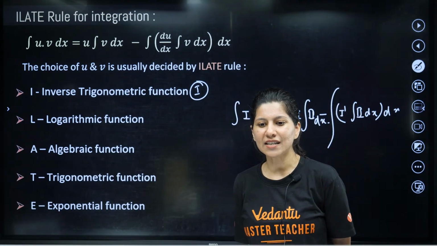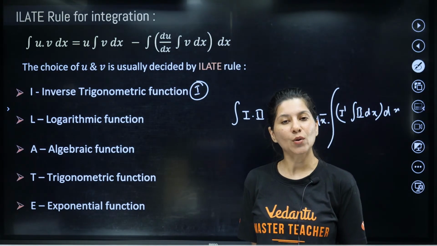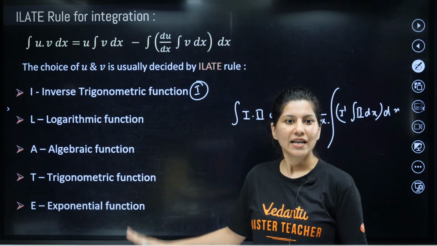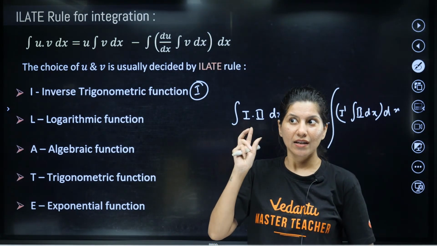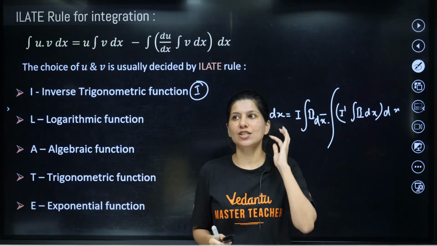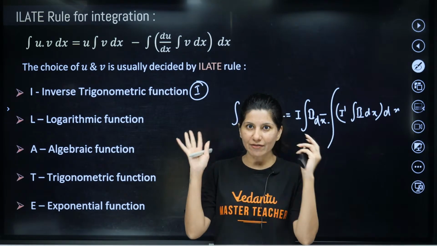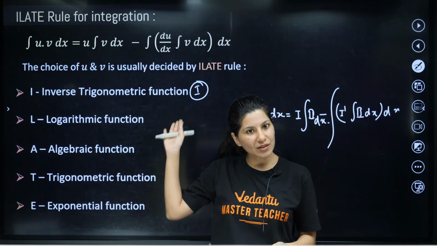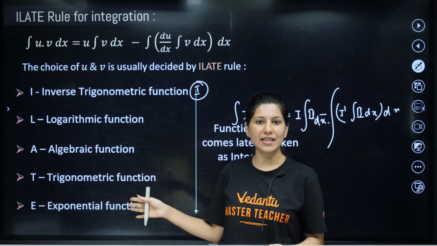If two functions are algebra, then you have to apply other methods. The ILATE rule is not applicable for every expression. There are multiple techniques of integration: integration by substitution, and there are formulas also. So when everything is not working out for you, then you come to ILATE. Let's do one example and then understand.